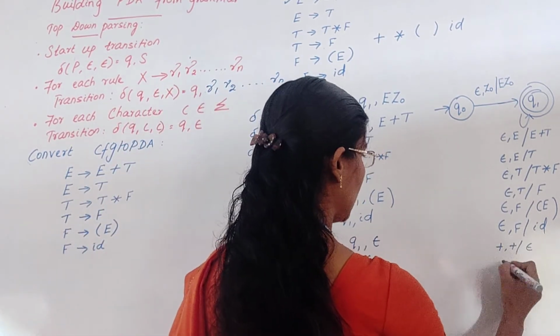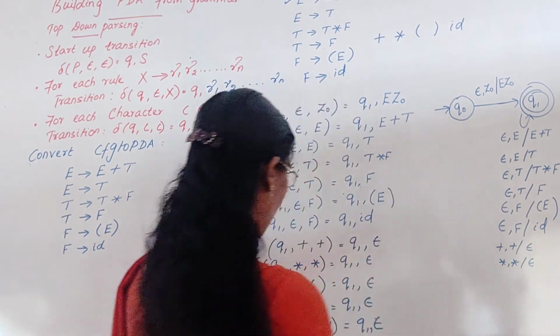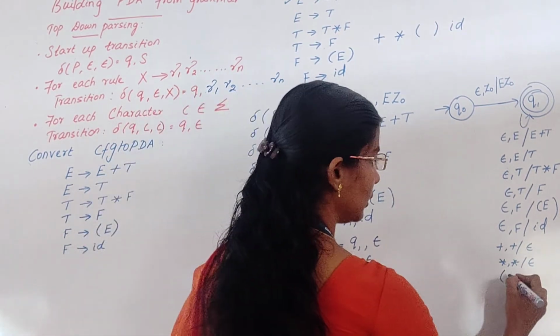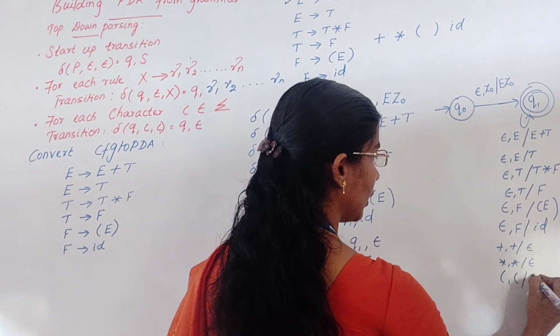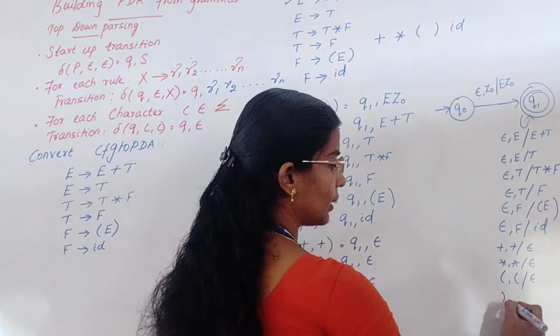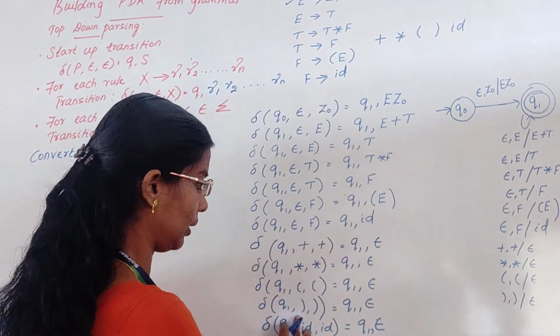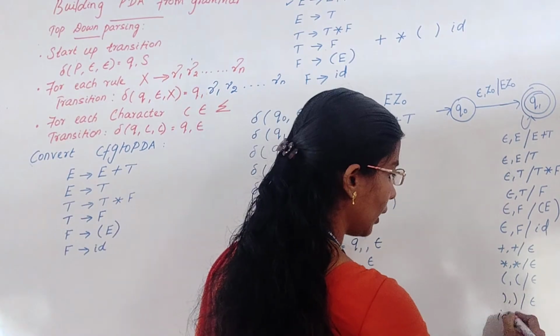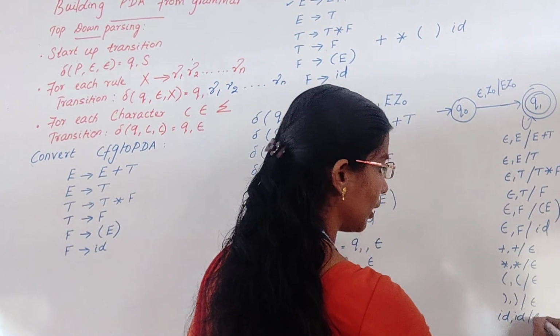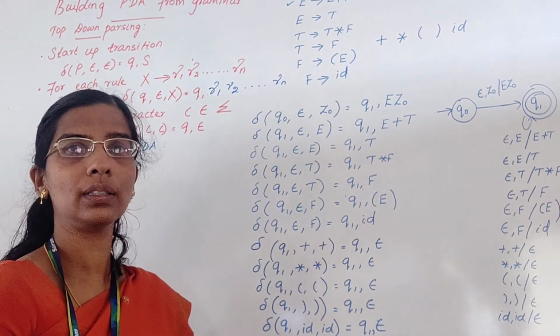Next it is plus, epsilon, star, epsilon, open parenthesis, epsilon. Is the board visible? Yeah. Close parenthesis, epsilon. Right? Next ID, epsilon.